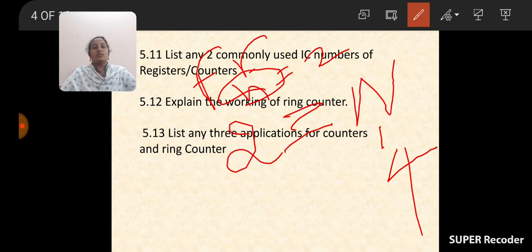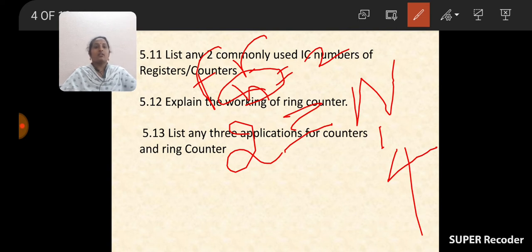And coming to the applications, counters are especially used in digital clocks, and also used in frequency divider circuits. Counters are also used in digital computers, and also in industrial applications.